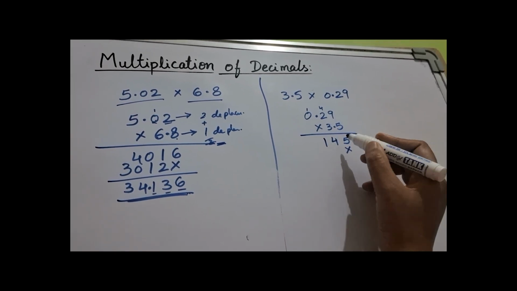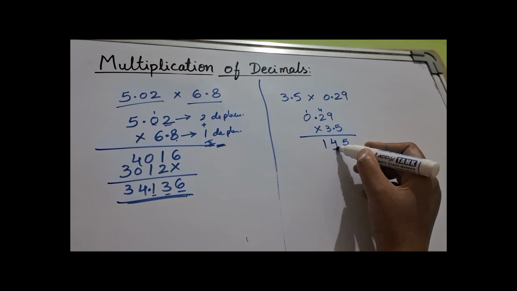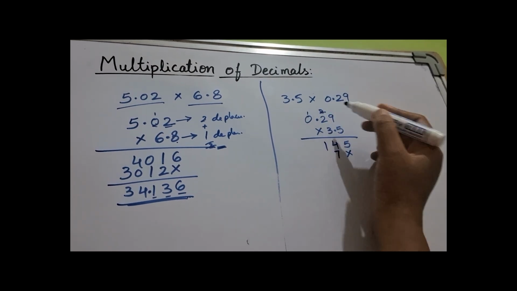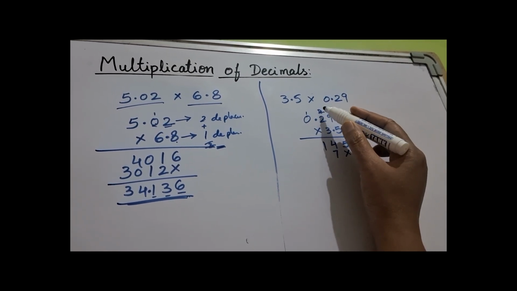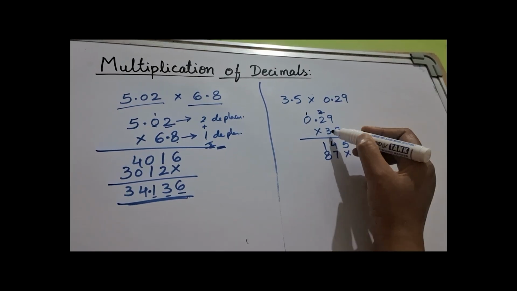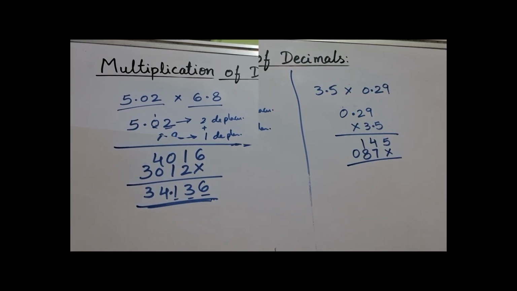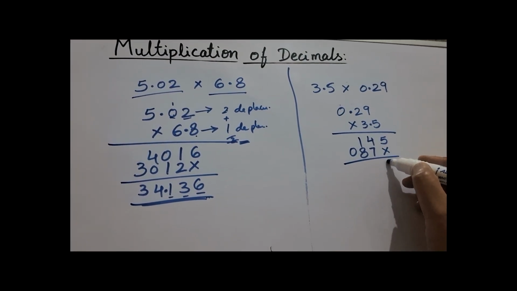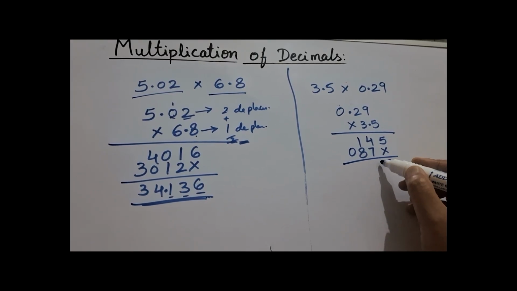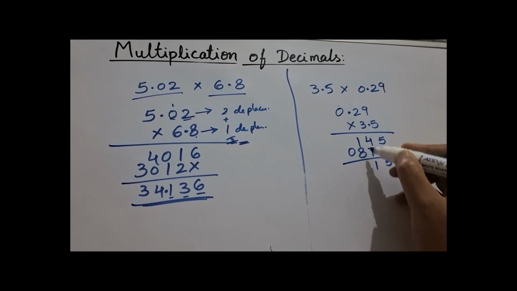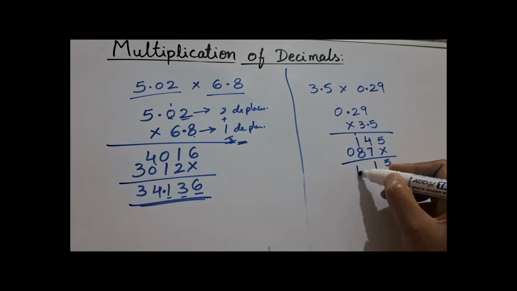Next, 3 sevens are 27. So 7 here and 2 carry. 3 twos are 6 plus 2, 8. 3 zeros are 0. Okay, children. So what we will get? 5 and here 11, 1 carry, and here this is 10.